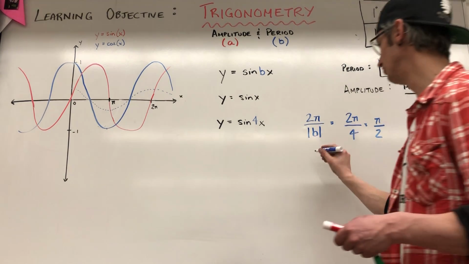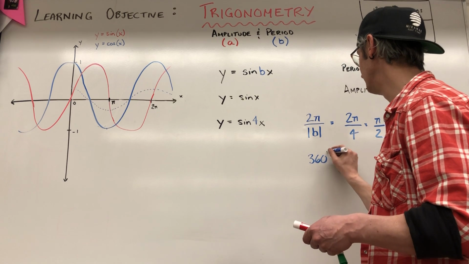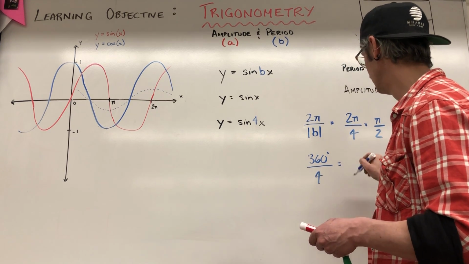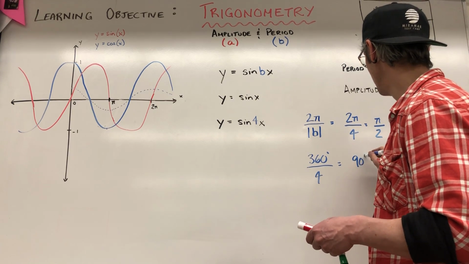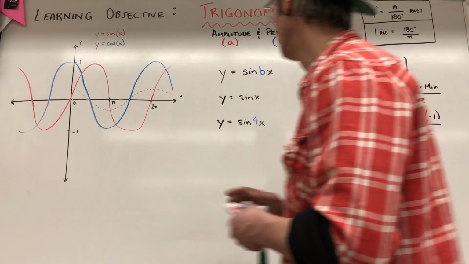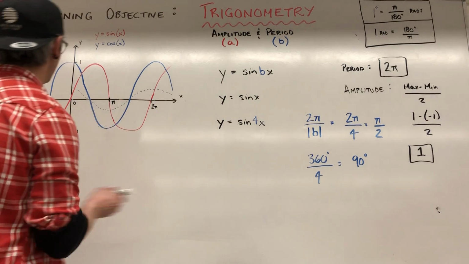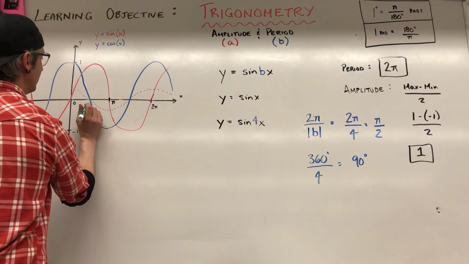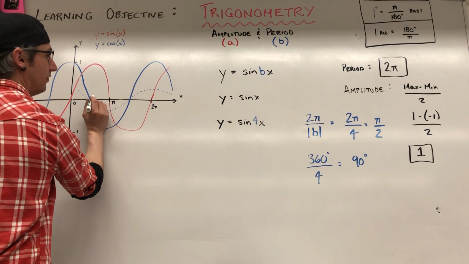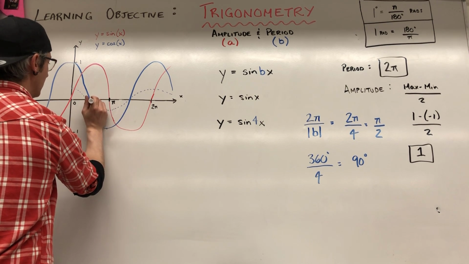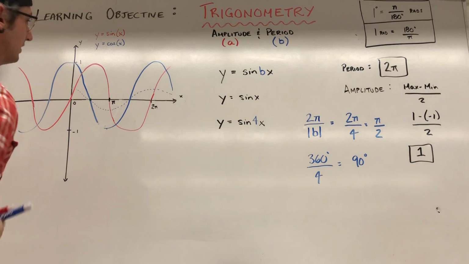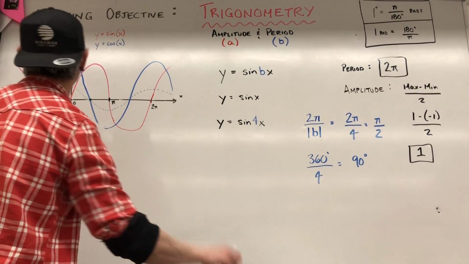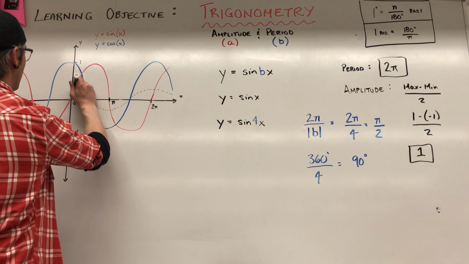And I could use, instead of 2 pi, 360 degrees, if I wanted to work with degrees, divided by 4 is 90. So my new period is 90 degrees or pi over 2, which means that sine of 4x will have done an entire full cycle by the time it gets there, okay? And all things being the same, that new graph would look something like this.